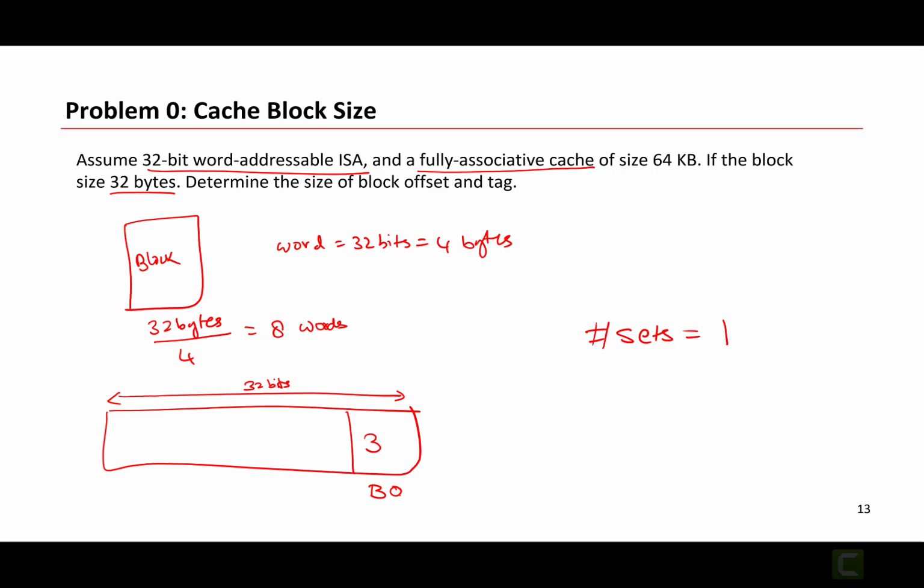So we have already calculated the block offset, which is 3 bits. So the remaining is going to be the tag. And so 32 minus 3, so 29 bits are for tag. So the size of block offset is 3, and the tag size is 29 bits.